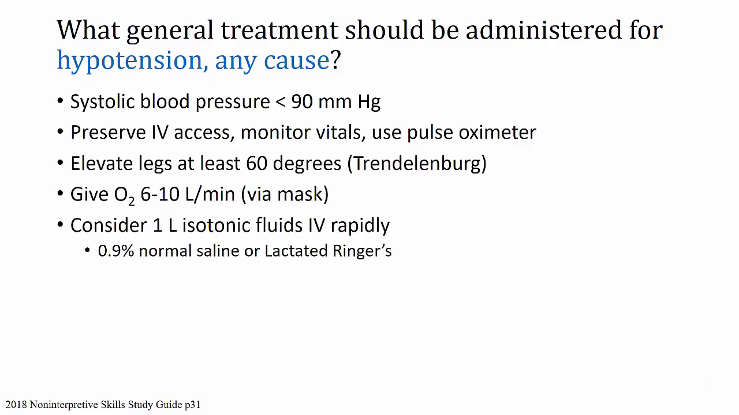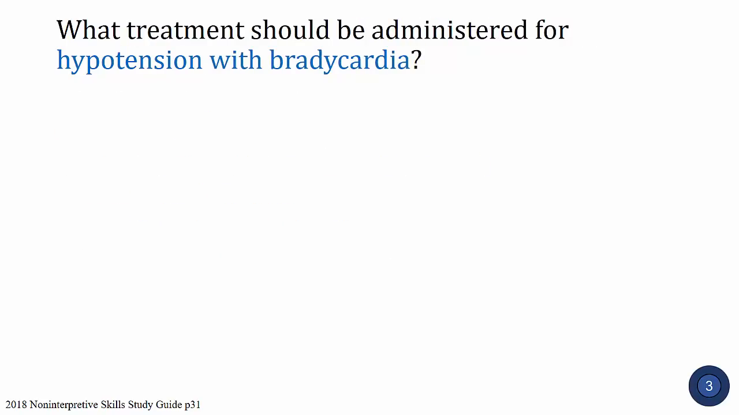Well, hypotension we're defining as systolic blood pressure less than 90. And again, we preserve IV access, monitor vitals, use pulse oximeter. And here we elevate the legs at least 60 degrees, so put them in Trendelenburg. Get oxygen going, and consider administering fluids, at least 1 liter isotonic fluids rapidly, again, normal saline or lactated ringers.